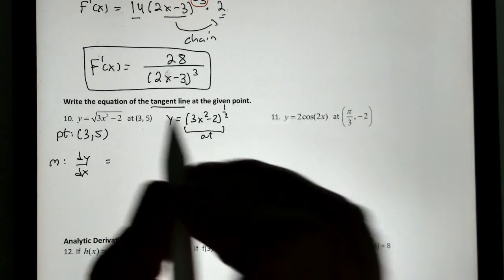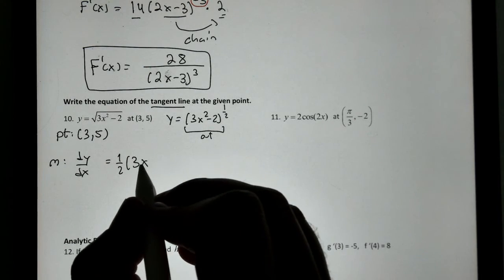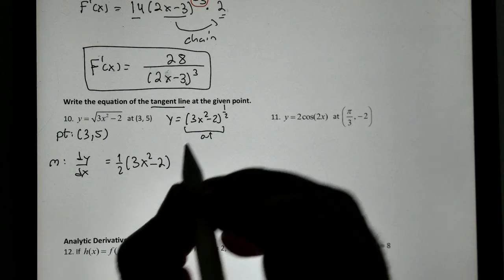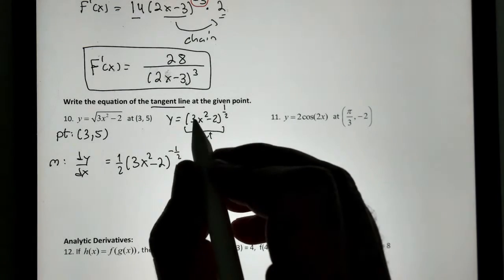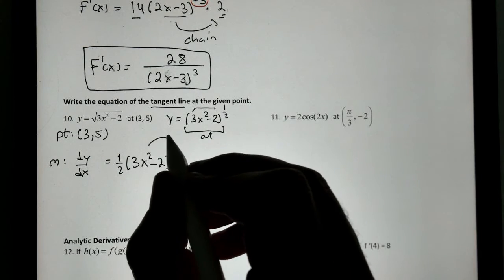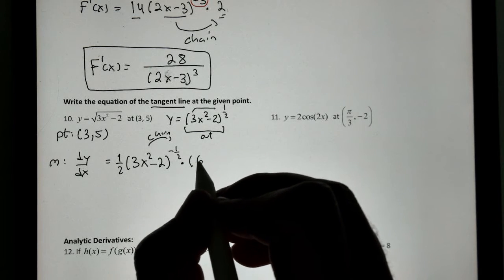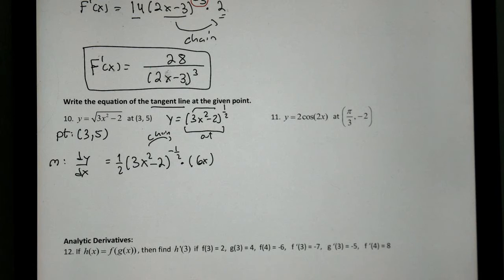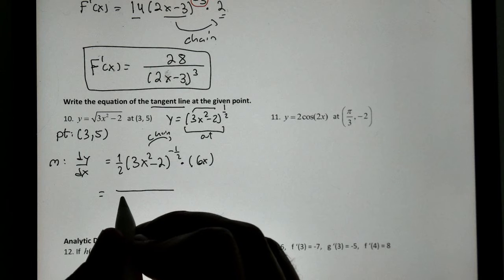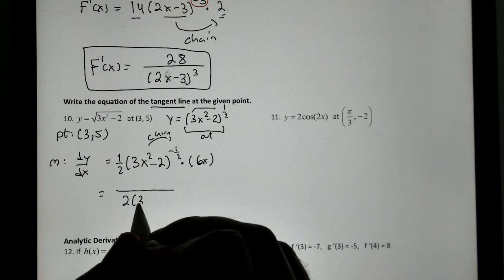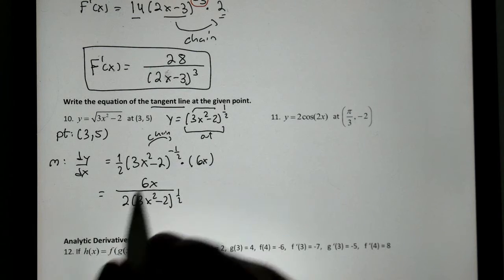My outside becomes 1/2, the inside stays the same. And when I subtract 1, we get a negative 1/2 times, now we have to do the derivative of the inside. This is our chain part. The derivative of 3x squared is 6x. So my derivative, if I were to clean this all up, we would get 2 on bottom and this 3x squared minus 2 to the 1/2 and the 6x on top.